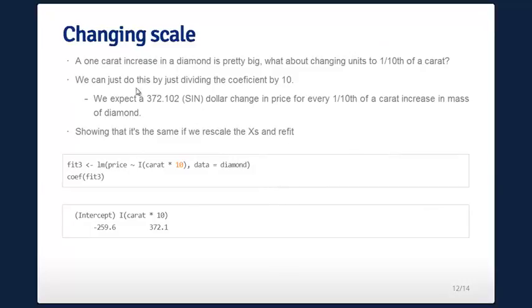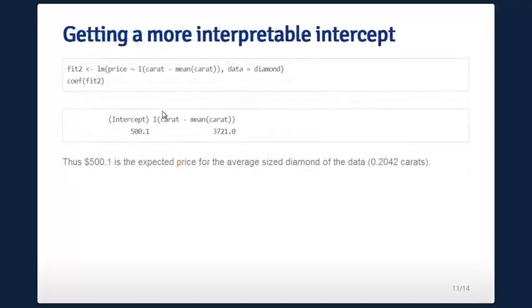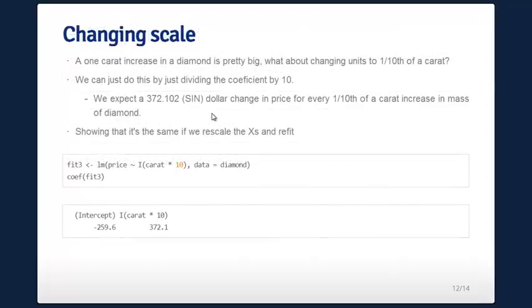intercept. So a 1 carat increase in a diamond is actually pretty big, I guess. I don't know a lot about diamonds, but it seems like it, given the range of the data. So what about changing the units to 1/10 of a carat? We can just do this by dividing the coefficient by 10. So if you look back, it was 3,721. So we can say we would expect a $370 change for every 1/10 of a carat increase in mass of the diamond. So that's much easier, and again, you can do that without having to refit the model.